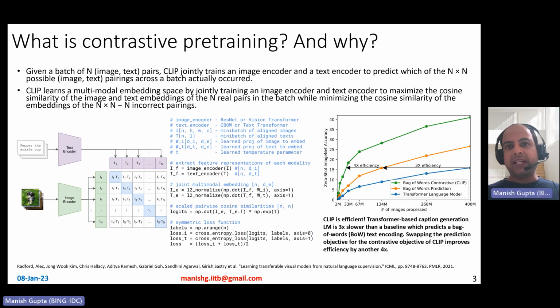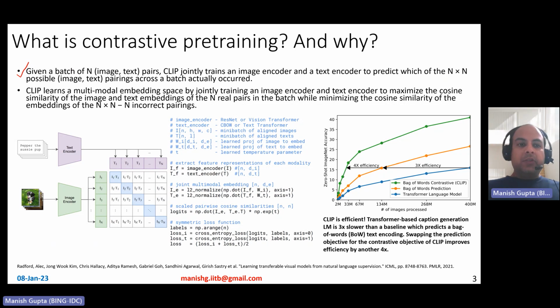What is contrastive pre-training, and why would one want to do contrastive pre-training? So contrastive pre-training is based on contrastive loss, which has become very popular. Let's say you have a batch of n image text pairs, you know that for this particular image, this text goes with it. However, you try to explore all n cross n combinations of image and text, and then try to predict which particular image and which particular text go with each other.